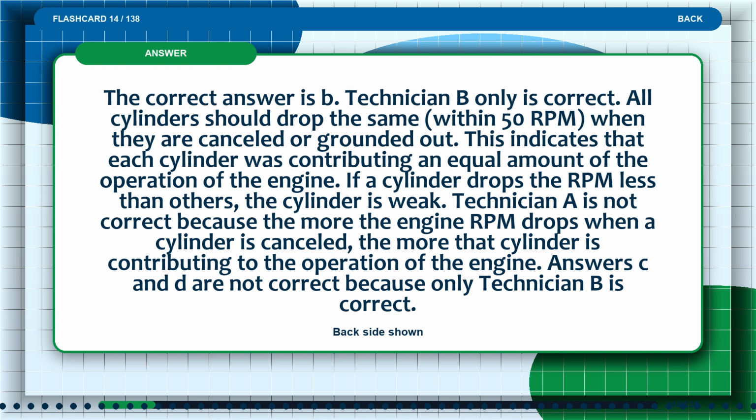Technician A is not correct because the more the engine RPM drops when a cylinder is cancelled, the more that cylinder is contributing to the operation of the engine. Answers C and D are not correct because only technician B is correct.